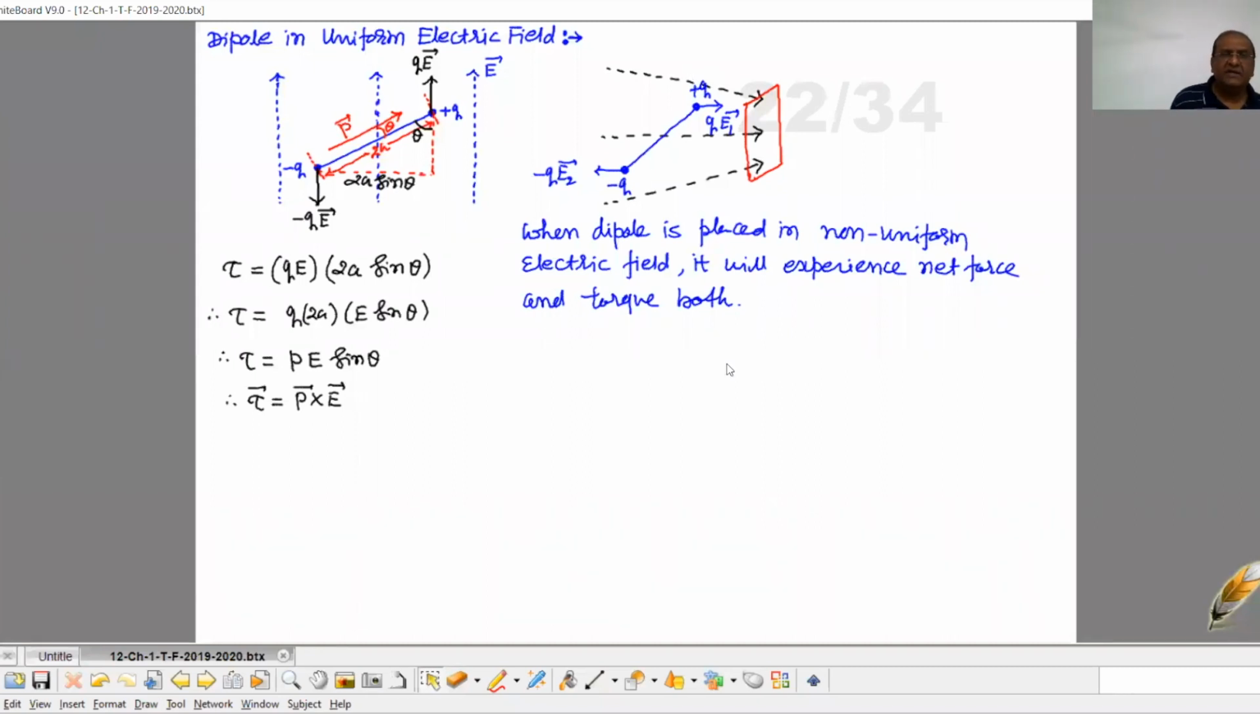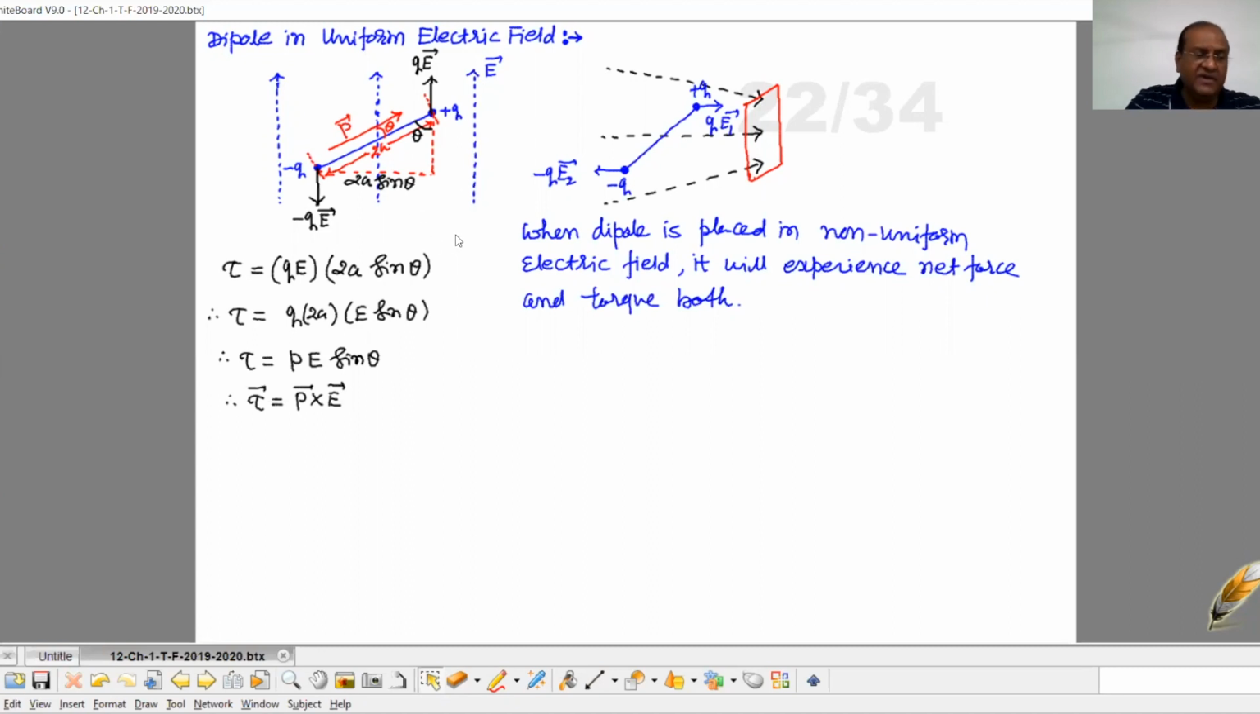We have to understand the behavior of the dipole in uniform external electric field as well as in non-uniform external electric field. So what happens when the dipole is placed in uniform electric field? Now see here, suppose as shown in the figure, we have uniform electric field in the direction as shown in the figure.